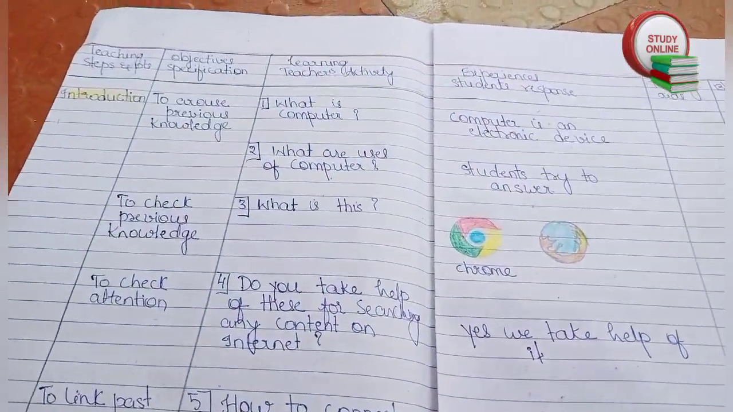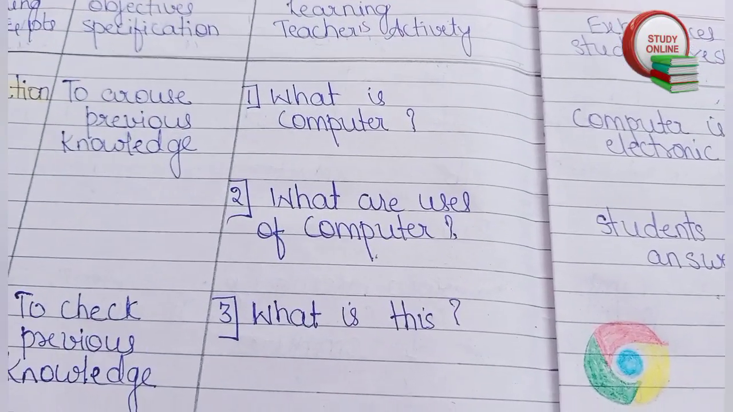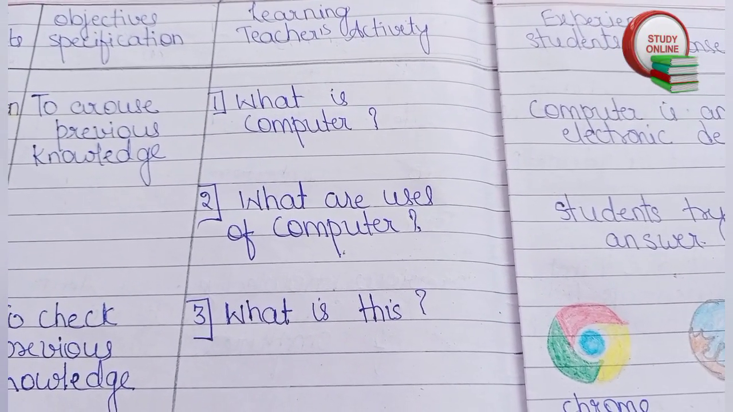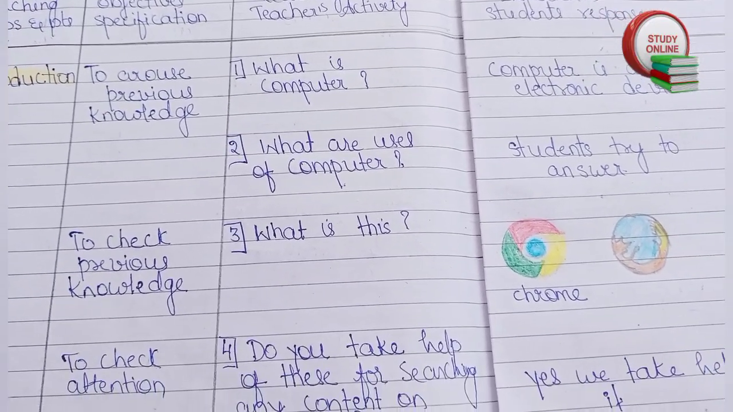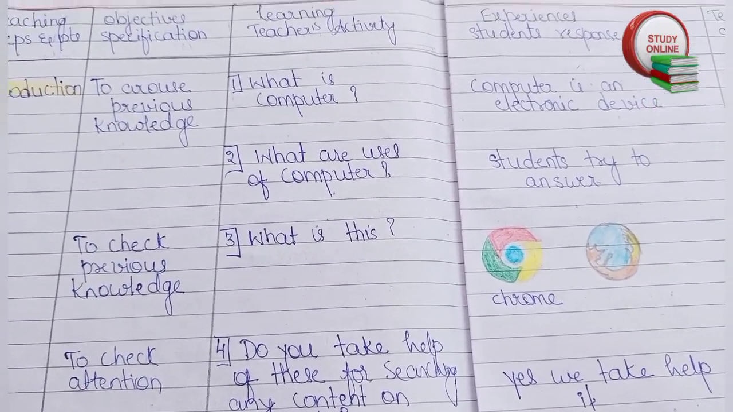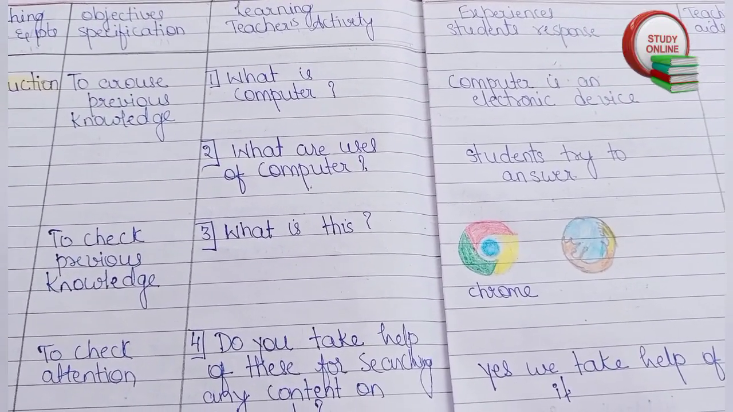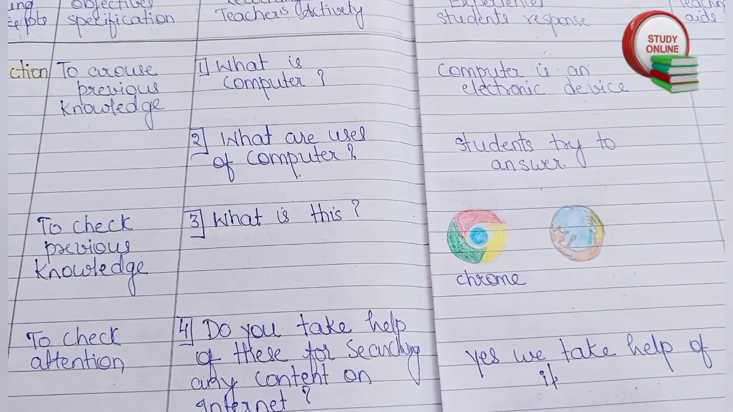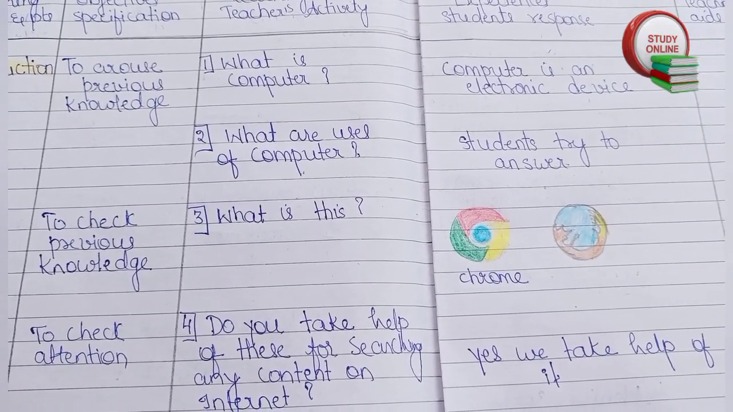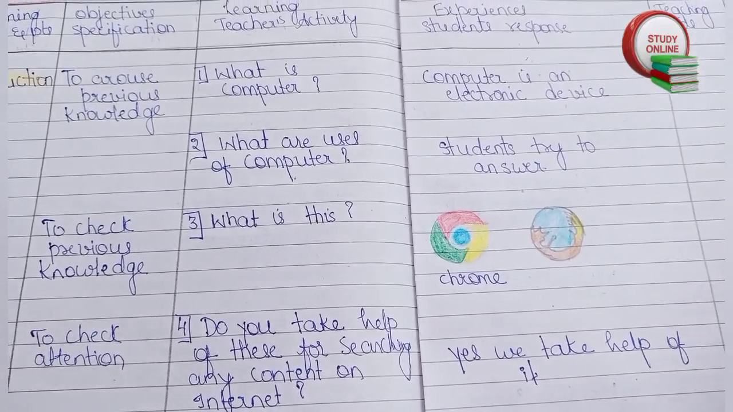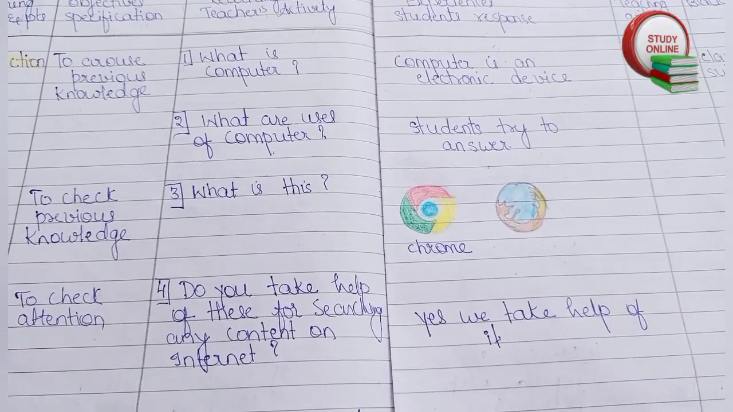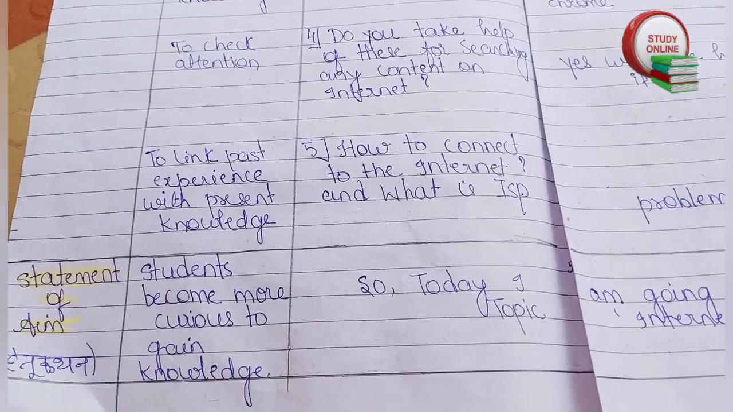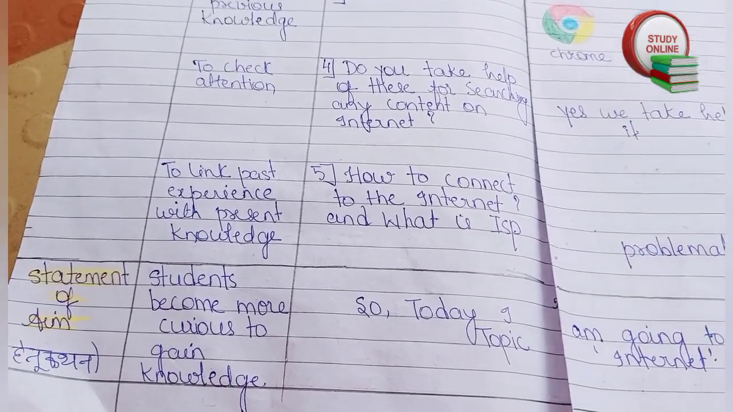Now let's see. Here you can see the introduction part. First question you can see: what is computer, what are uses of computer, what is this. So basically we have to show pictures to students and they will answer Chrome and Firefox. Do you take help of these for searching any content on internet? Then students will answer yes, we take help of it. Now the last question would be how to connect to the internet and what is ISP. It would be problematic for students.